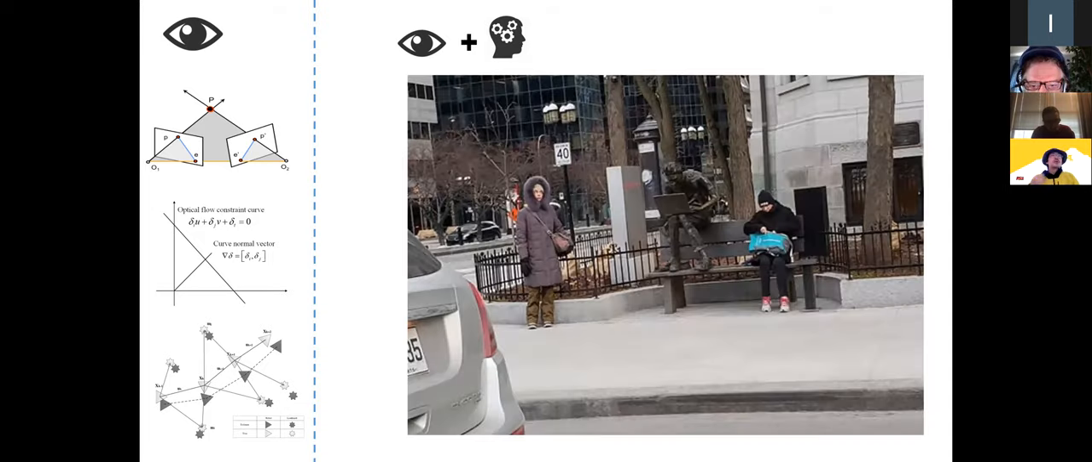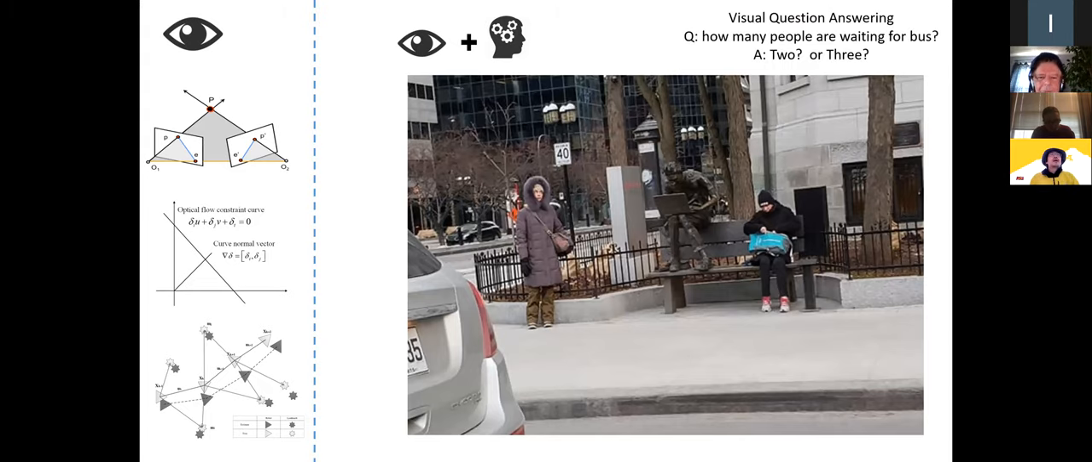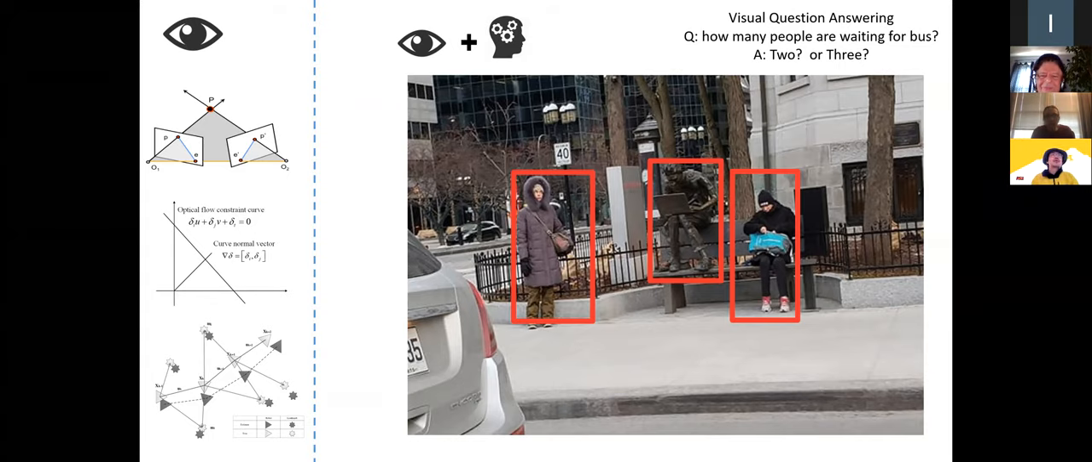So even more, right? Even in the visual question answering domain, for example, if I want to answer this question, how many people are waiting for the bus? Using the current frontier vision techniques, I won't be surprised if it recognizes three persons, right? Three people. But really, whether the person in the middle is a performance artist or actually a statue is still a question to be answered.